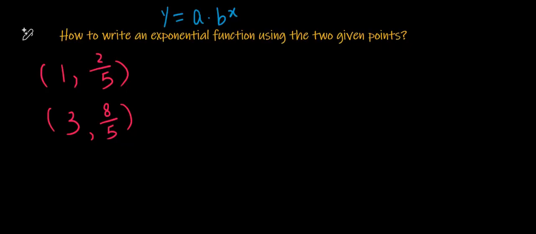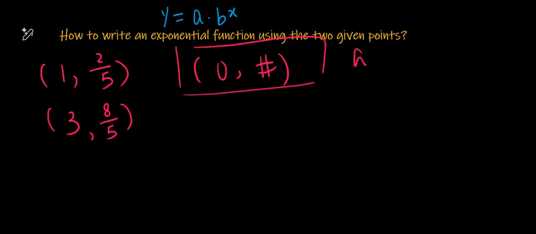In this video, we're going to learn how to write an exponential function using two given points. If you have already seen the previous video, we have a point that starts with 0 and then another number, and we can easily find what A is. In this example, we do not see 0. So how do we do this? Don't worry, we're going to work on this together.